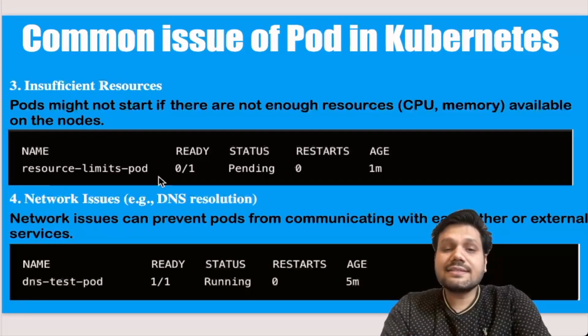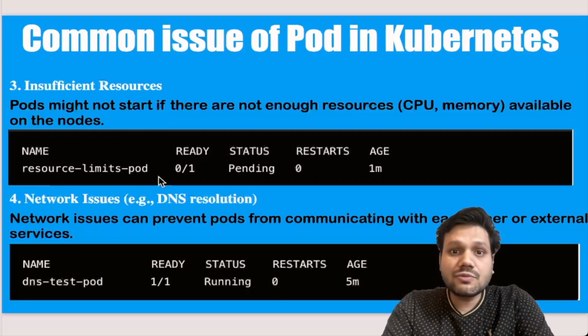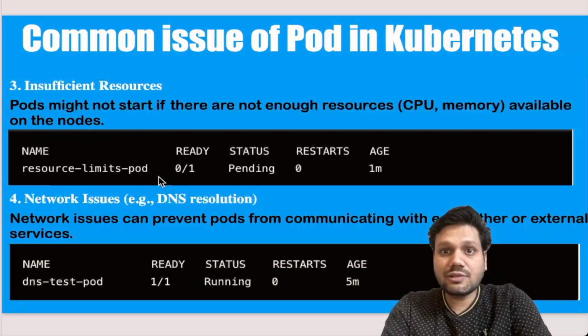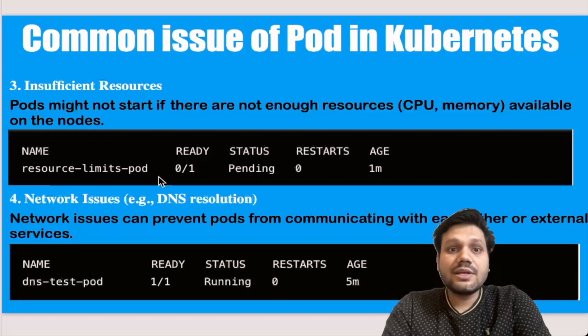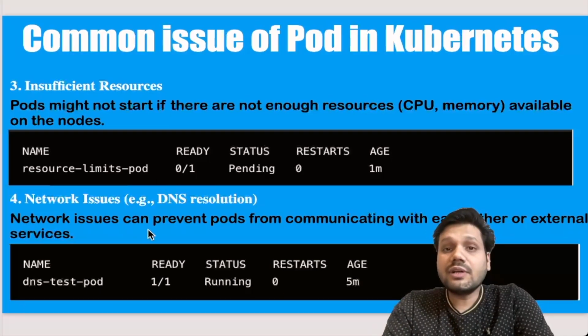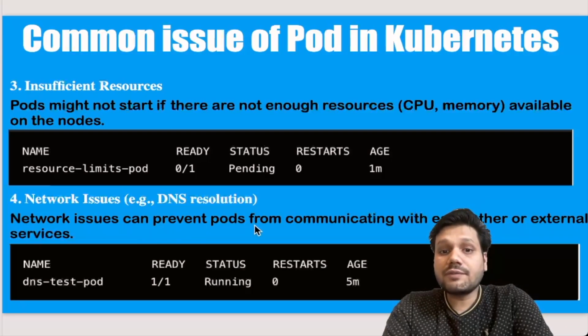Now let's discuss the fourth one, that is network issues, or we can say DNS resolution. As we know, in Kubernetes, pods are able to communicate with each other in the same cluster with the help of cluster IP. This comes under network issues. Network issues can prevent pods from communicating with each other or with external services.